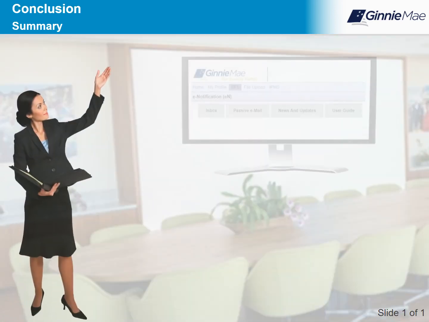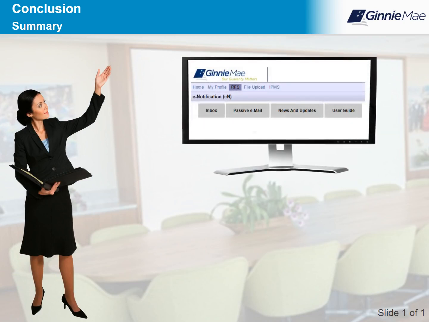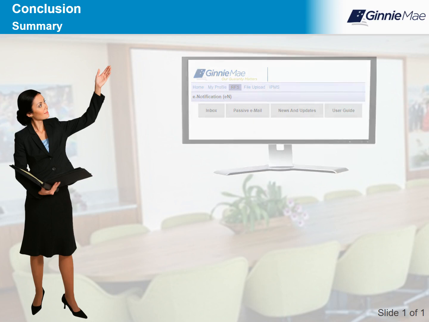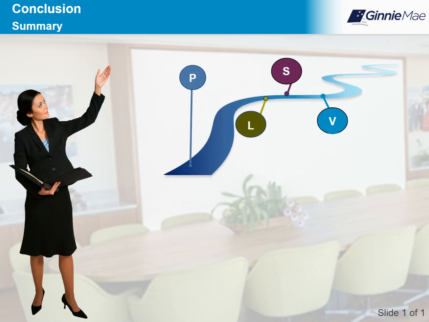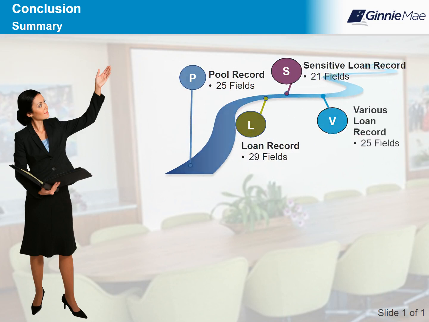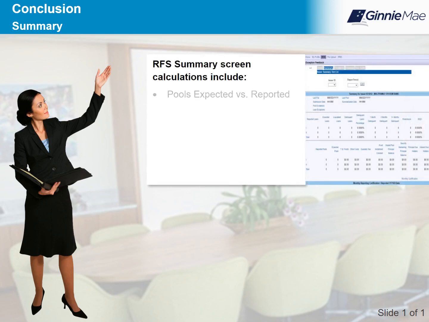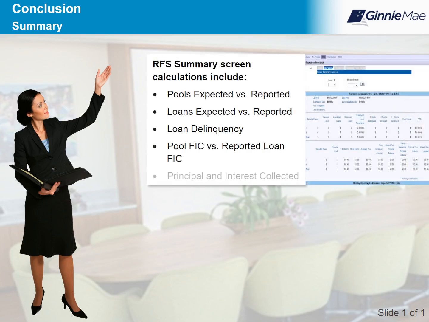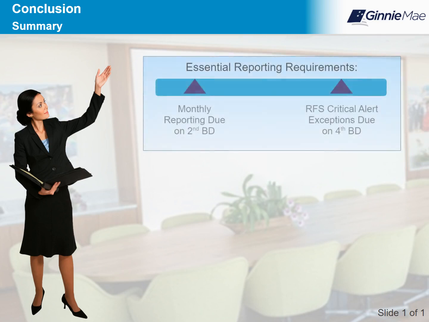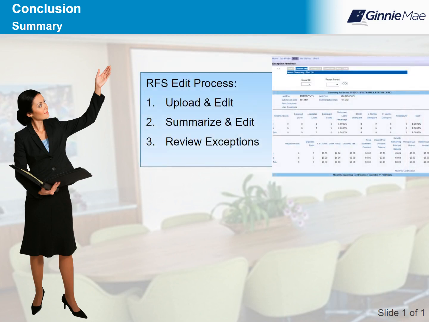The goal of this training module was to provide you with a fundamental understanding of the single-family reporting and feedback system, RFS, including the data elements, calculations, and data flow. You explored the 4 types of RFS records, including the pool record, loan record, sensitive loan record, and various loan record. You then examined the RFS calculations and what is found on the RFS summary screen. Next, you learned about essential workflow reporting requirements and the consequences of non-compliance. Finally, you learned about the high-level process for conducting RFS edits to the data.